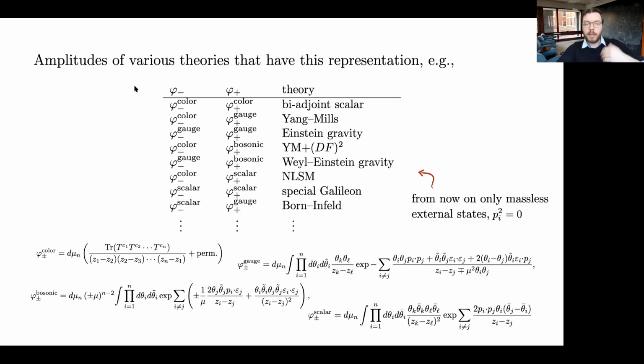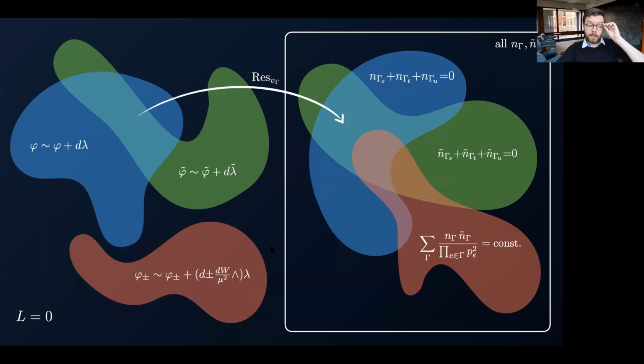And here's just to flash you that this is not just one example. By now we know that amplitudes of various theories have this kind of representation, including massive and massless particles. But from now on, I will specialize to massless external states only, because I wanted to make connection to color-kinematics duality in the simplest setting. So let me summarize what we have so far. We came up with these spaces of differential forms, which are coupled to these gauge potentials such that they know about kinematic singularities.